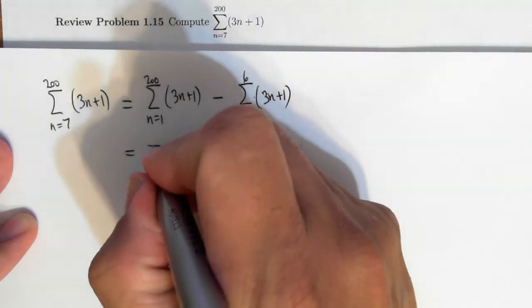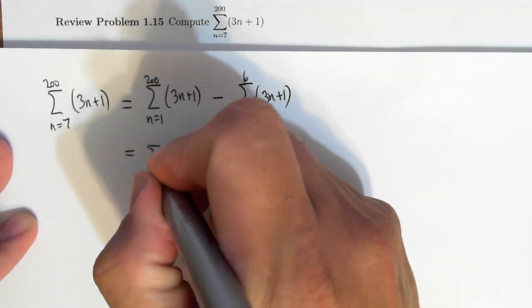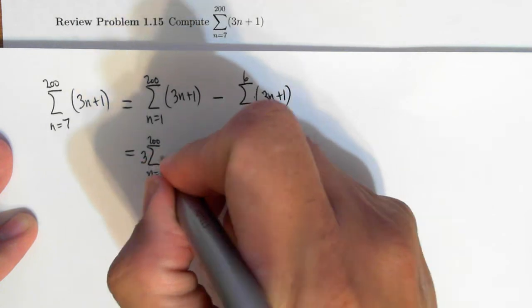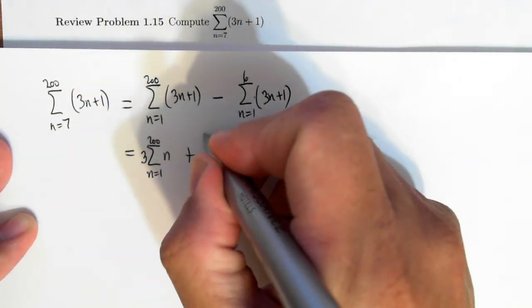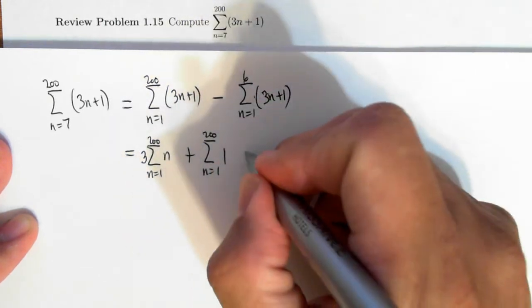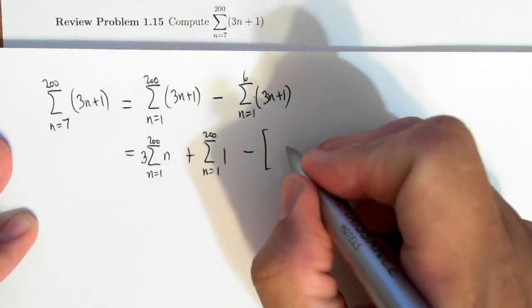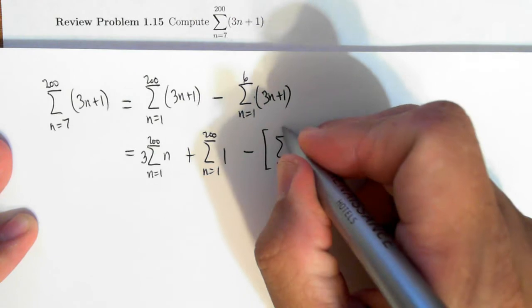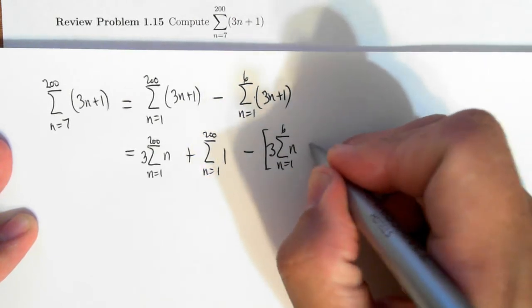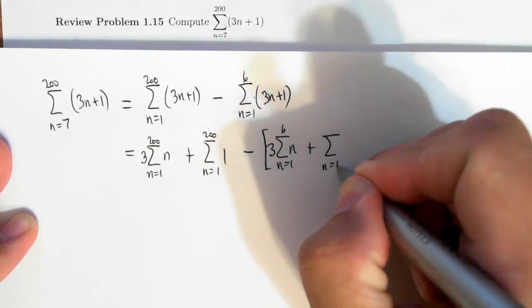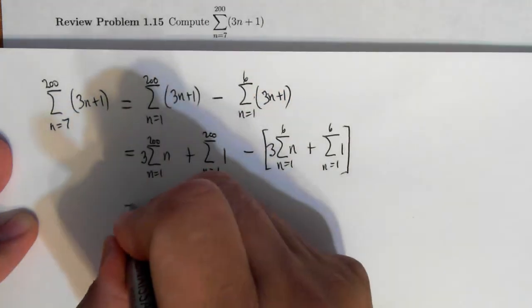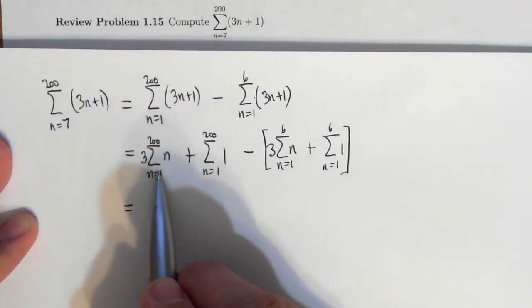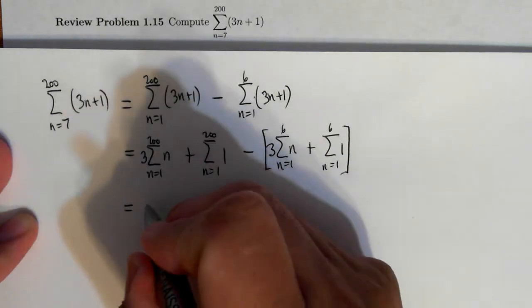Okay, so this is equal to summation n equals 1 to 200 of 3n. Then summation n equals 1 to 200 of just 1. And then these parts here would be summation n equals 1 to 6 of 3 times n. And then summation n equals 1 to 6 of 1 all by itself. Then for all of these, I can apply the formulas.